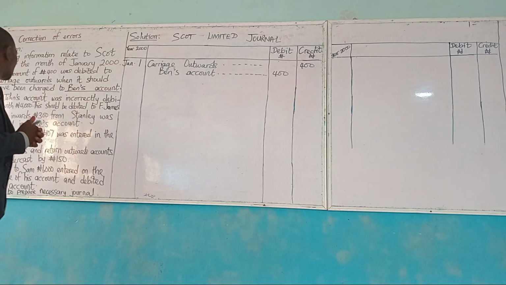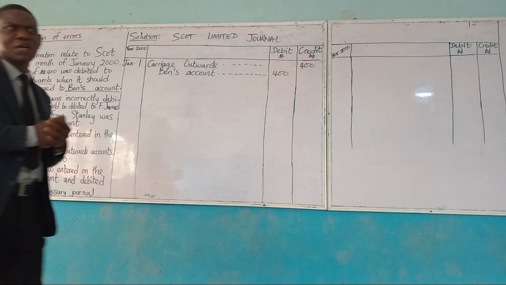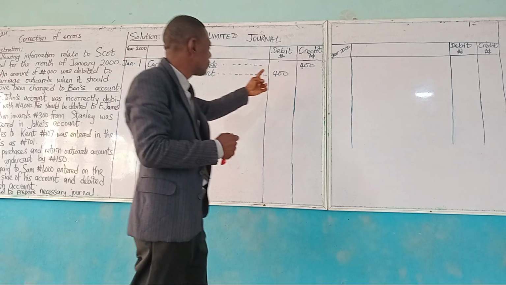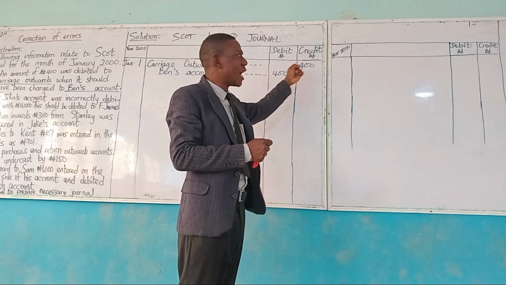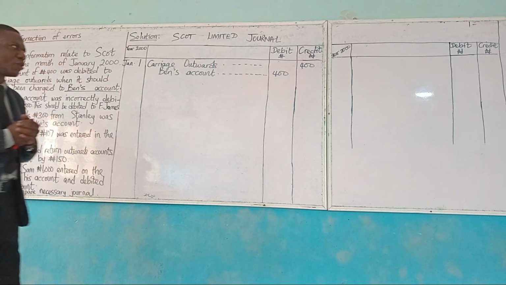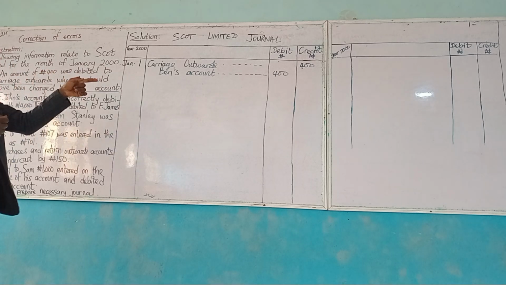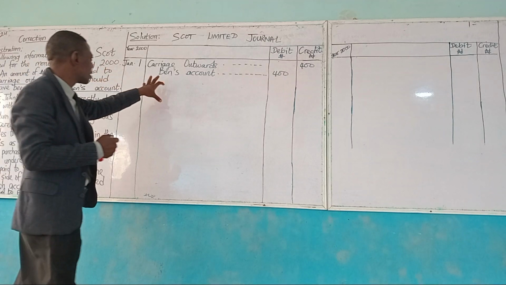Then what kind of error is this? Actually, all the errors made here are errors that will not affect the agreement of the trial balance, because the same error was made at the debit side and the same error was made at the credit side. So the same figure was affected at both the debit side and the credit side. This error will not affect the agreement of the trial balance, but irrespective of this, we still have to identify the type of error that was made.